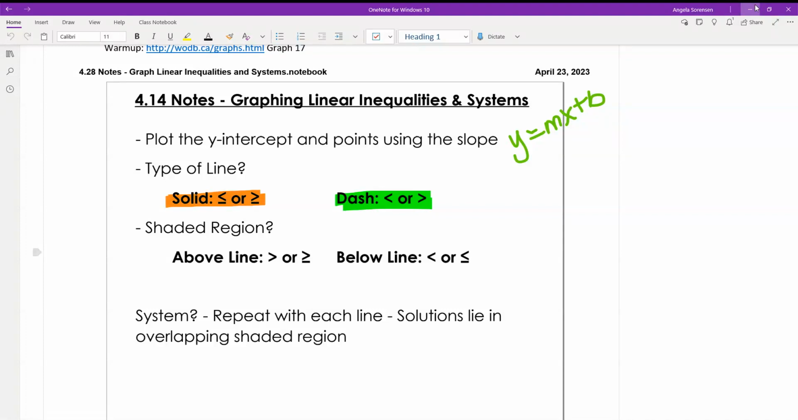Then you also have to shade. So you're going to shade above the line when y is greater than or y is greater than or equal to. And then you shade below the line when y is less than or equal to. This is what it looks like right there. You want to make sure that it's y is, or sorry, y is less than or y is greater than.